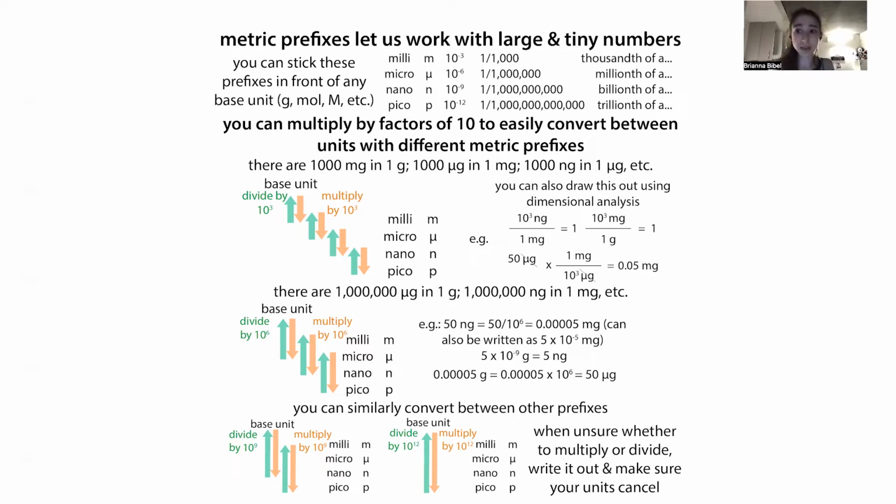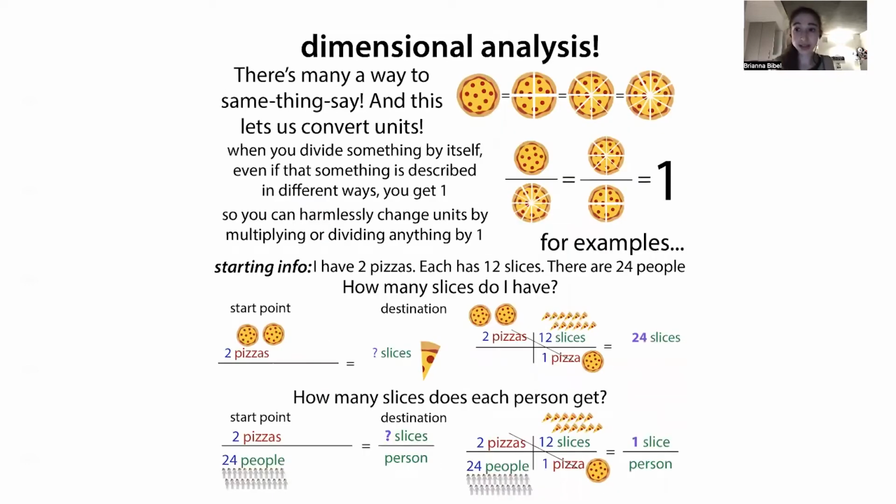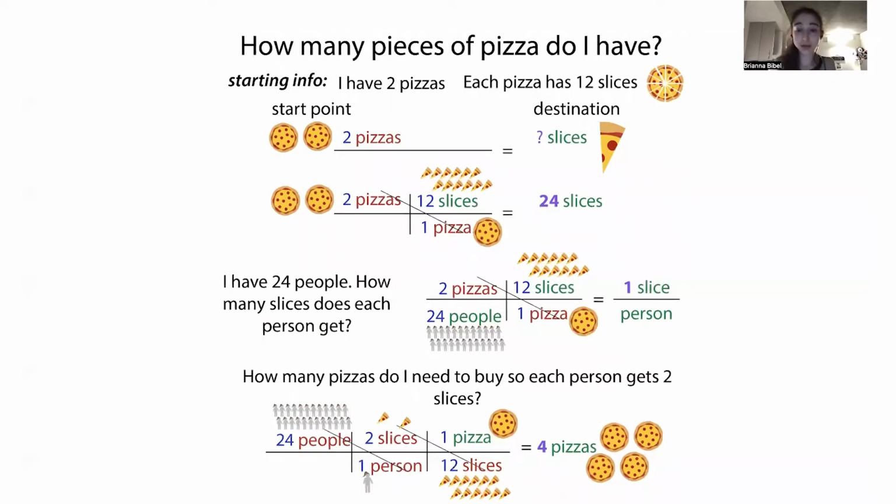Let's start by thinking about pizza. So imagine you had a pizza and each of those pizzas has a certain number of slices. We can say if a pizza has 12 slices, well then that's the same thing. Saying 12 slices or saying one pizza, that's the same thing. And this is the idea behind dimensional analysis, that you can line up those different interconversion units and use them to convert between different things.